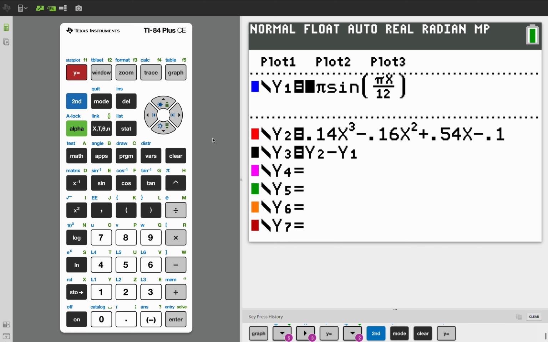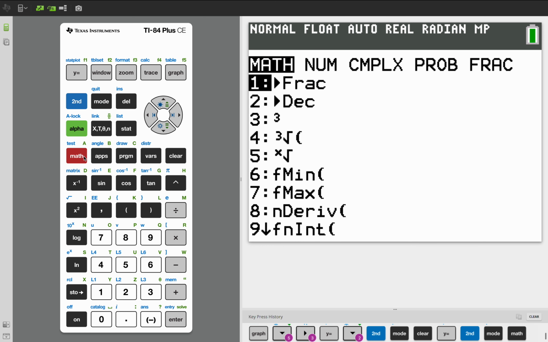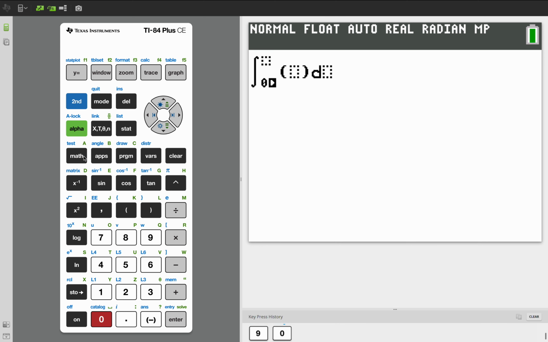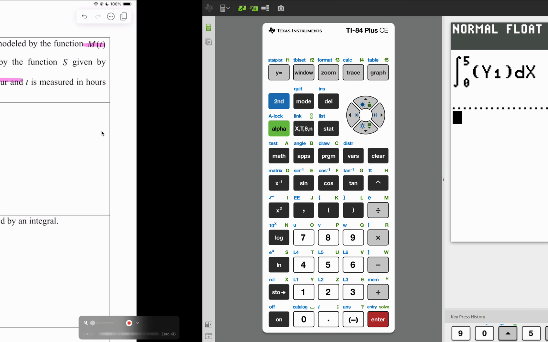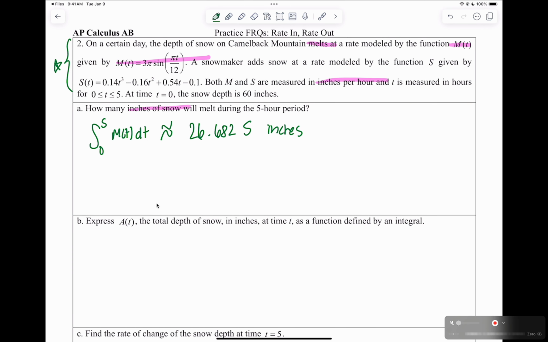Now m of t is going to be this first function right here, 3 pi times sine of pi t over 12. So I'm going to go to math, fnInt, and then I'm going to do 0 to 5. That function was y1, and then I have dx, which will give us about 26.6825 inches of snow that will melt during the 5 hour period.